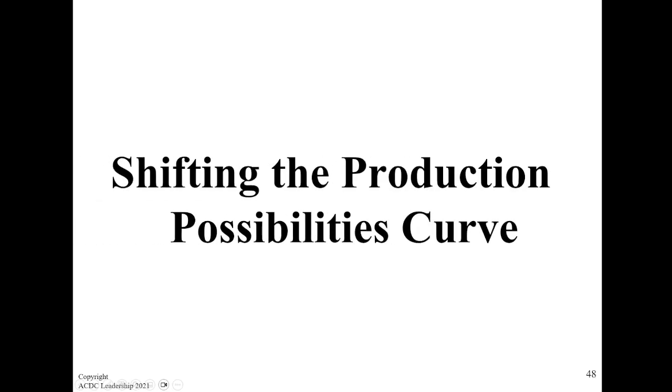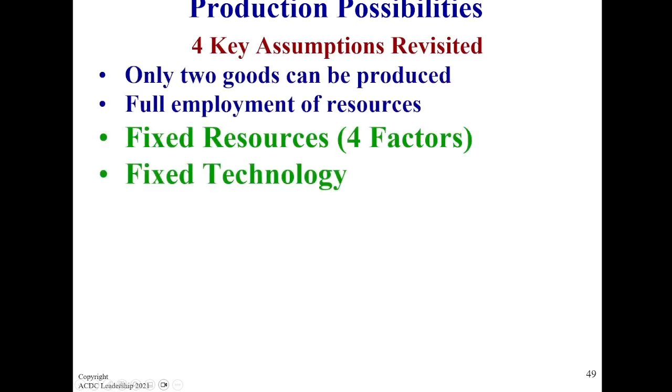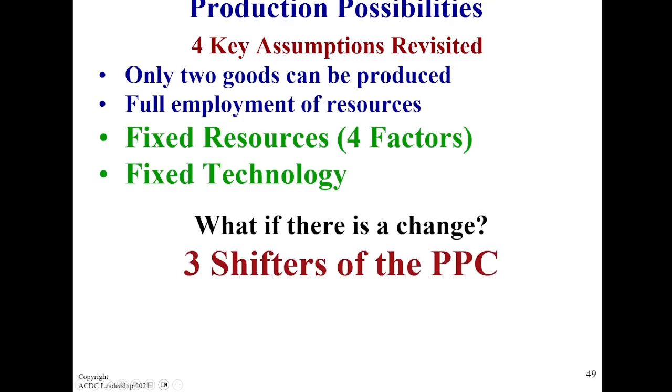So now let's go on to shifting the production possibilities curve. Once again, these are our four key assumptions, but in this case, the PPC uses these two. These two green bold ones are the ones we'll be using. So let's look at the three shifters of this graph. The graph won't just be a constant graph; we will be shifting it around. Because if it's just a constant graph, what's the point of even drawing it?